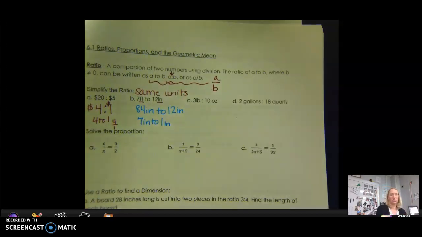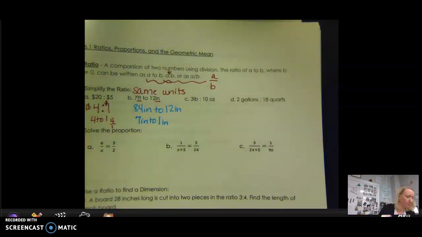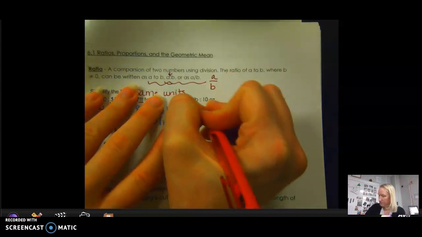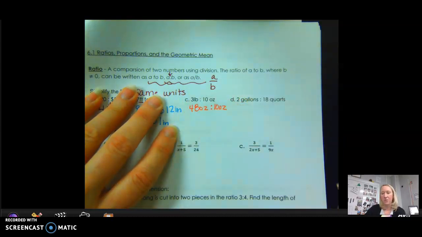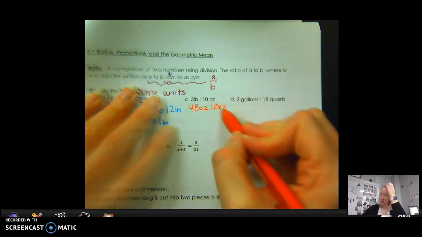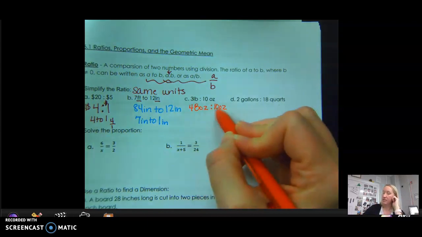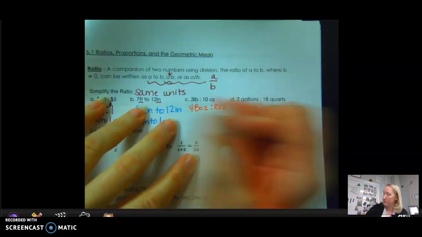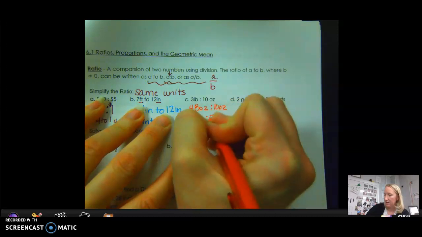So here we're going to do pounds to ounces. There are, I think, 16 ounces in a pound. So I would take 3 times 16, which is 48 ounces, to 10 ounces. And then I'm going to reduce that. So 2 goes into both. My factors of 10 are 1, 2, 5, and 10. 5 doesn't go into 48, and 10 doesn't go into 48. So I'm going to divide each by 2. Half of 48 is 24, so we have 24 ounces to 5 ounces.